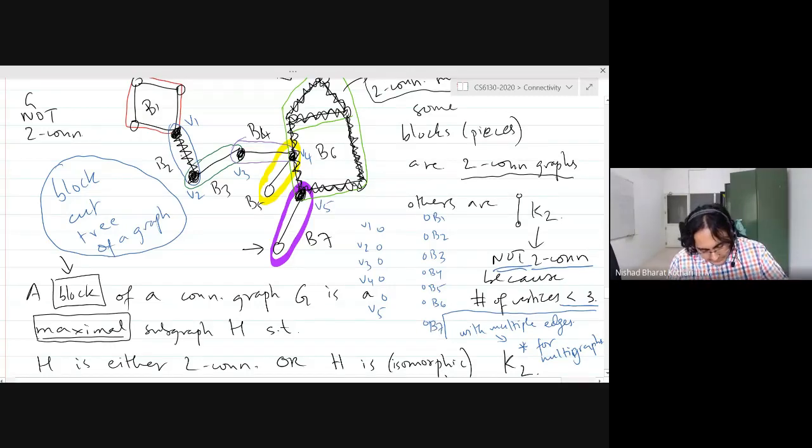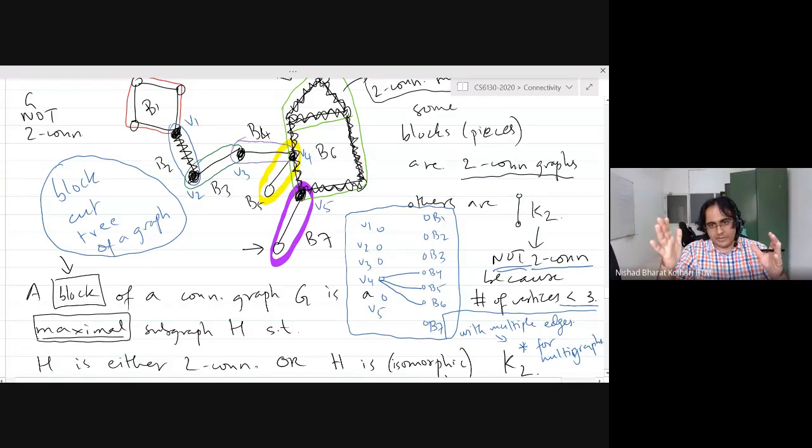Whenever a vertex is adjacent with some block, for example, V4, V4 belongs to B4, B5, and B6. So you make V4 adjacent to B4, B5, and B6. And in this way, you can construct a block cut tree of a graph. So all the cut vertices will be on one side, all the blocks will be on the other side, and any cut vertex is adjacent to a block when that vertex belongs to that block. Okay, so try to complete this graph on your own.